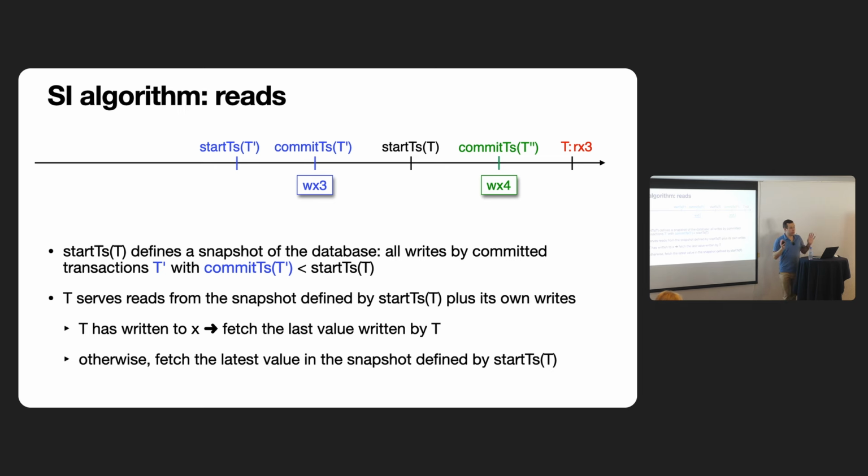So this algorithm assumes they may be executing concurrently here, right? I mean, in one machine. So this is one machine, but multiple transactions may be executing concurrently, right?